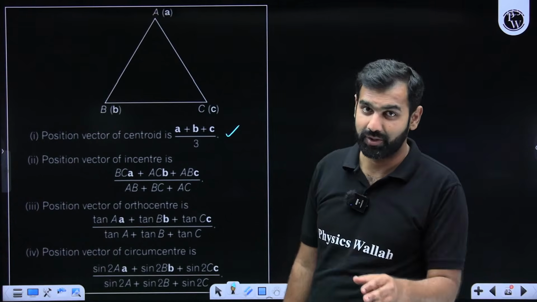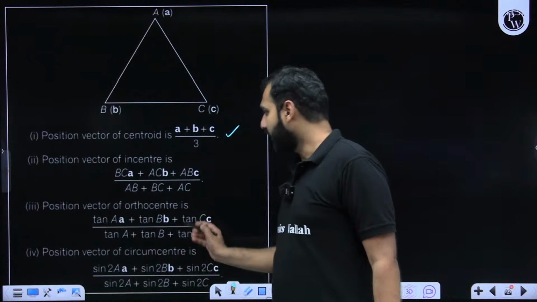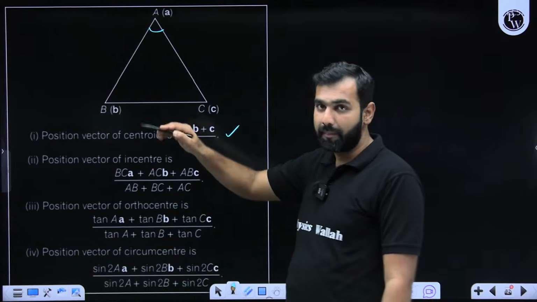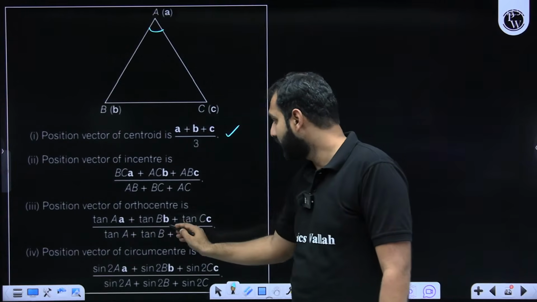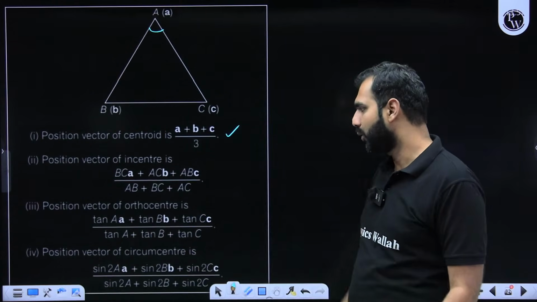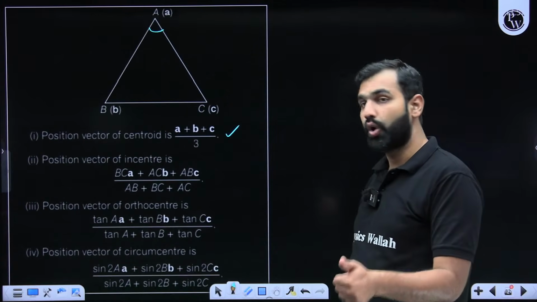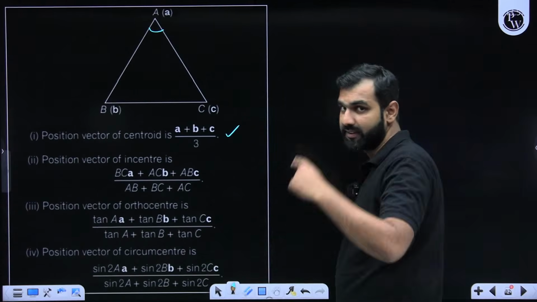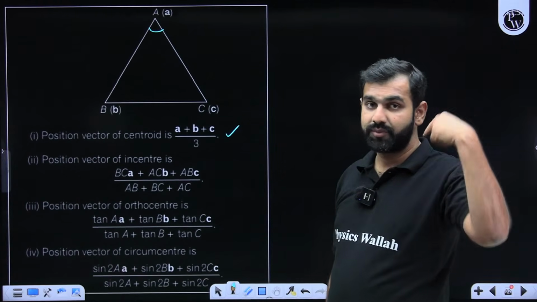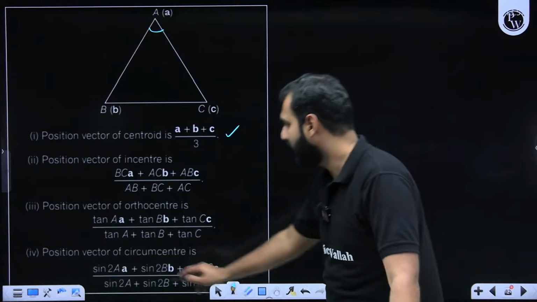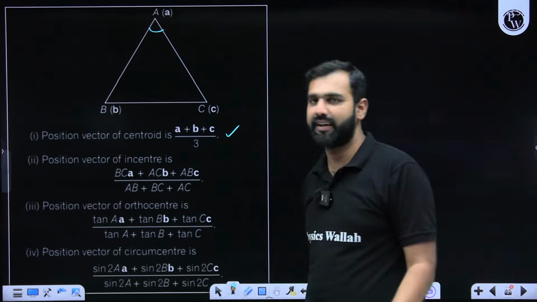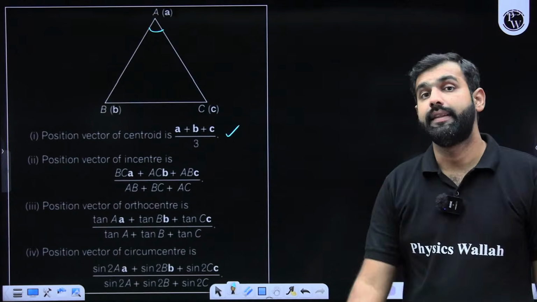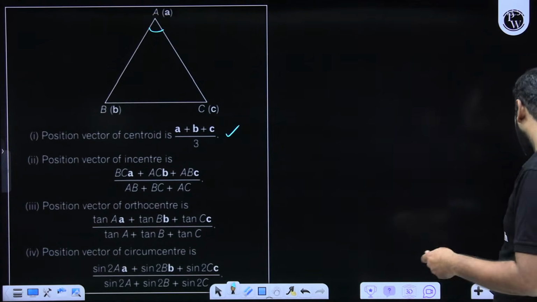With that, the position vector of the orthocenter. Remember, A has an angle which is capital A, so tan A times vector A, tan B times vector B, tan C times vector C, upon tan A plus tan B plus tan C will give you the orthocenter. Similarly, for the circumcenter, the circle circumscribing this triangle, it will be sin 2A times vector A, sin 2B times vector B, sin 2C times vector C, divided by sin 2A plus sin 2B plus sin 2C. I hope you remember it. And the same I'll be suggesting in 2D as well.